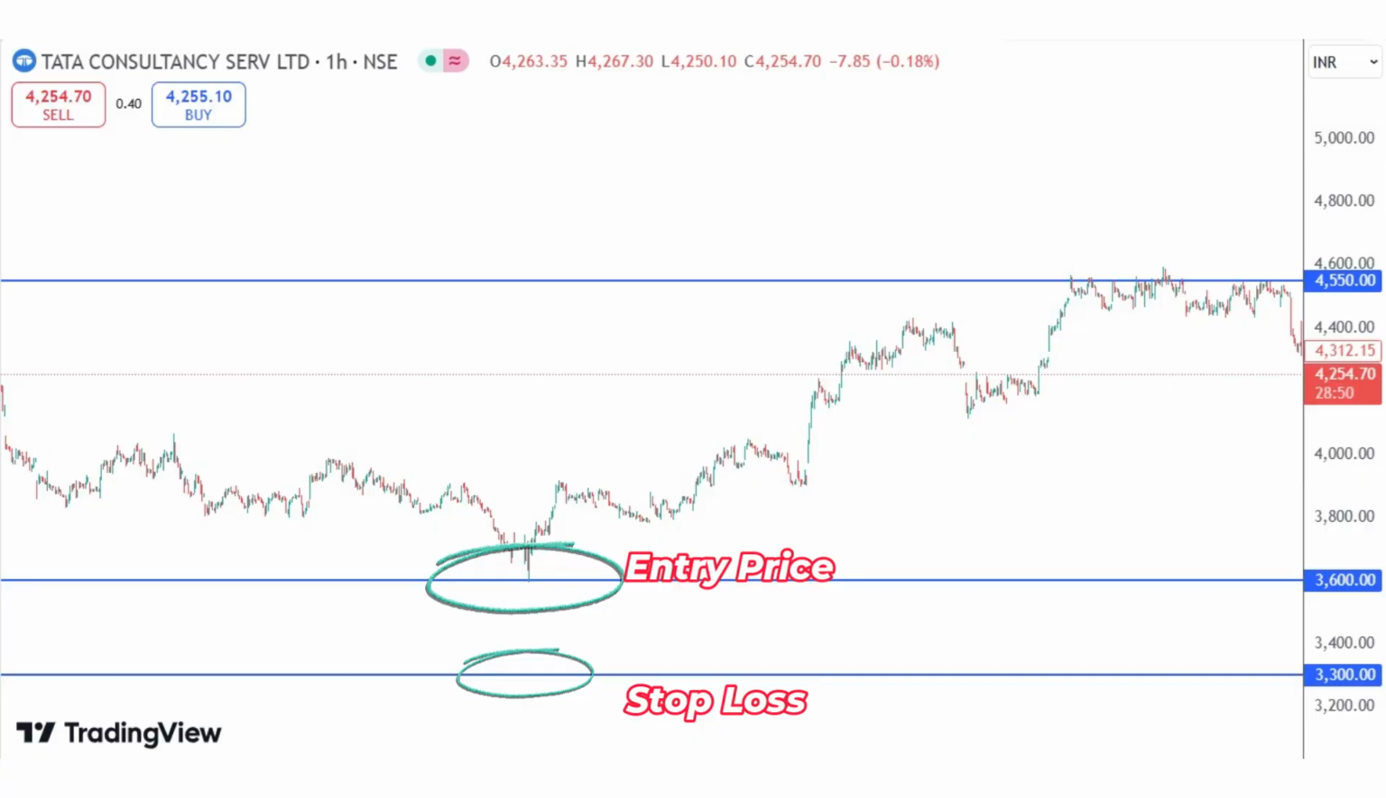Now a stop loss is a static stop loss. It does not move up and down. The price goes up in your favor, you exit when you reach your target. And if the price goes against you, you exit at 3,300 where you have already executed a stop loss.